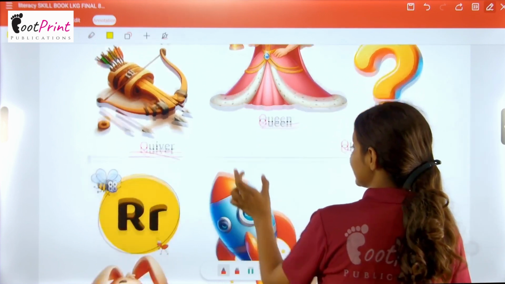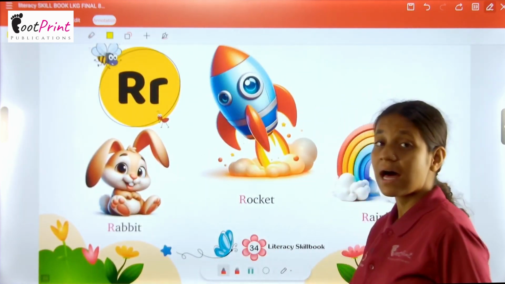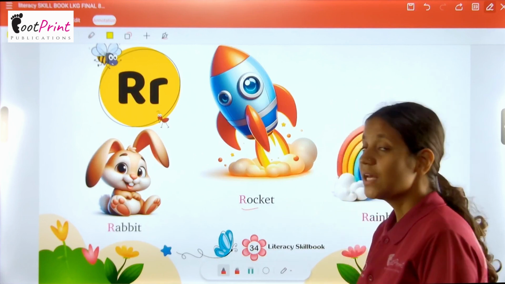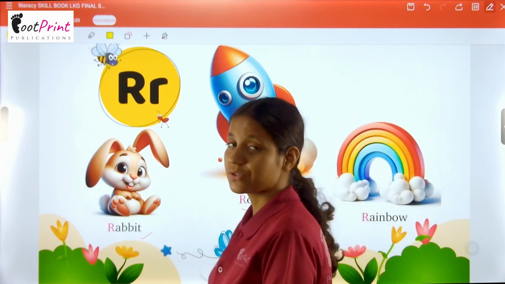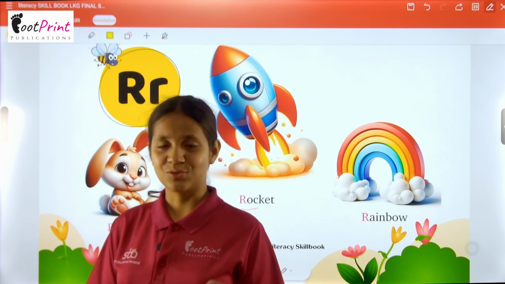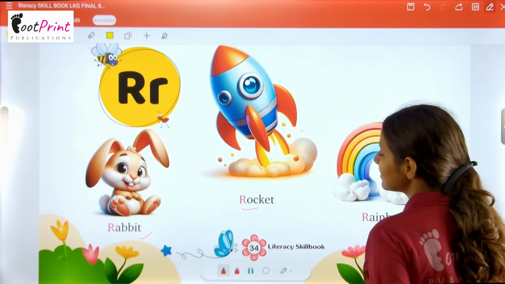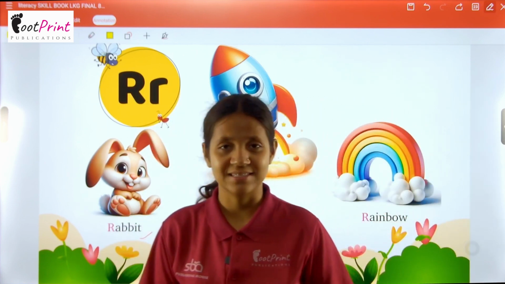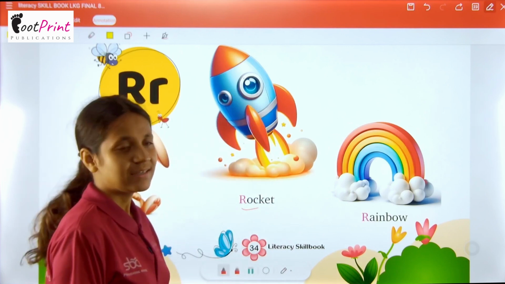Now we have the next letter that is R. R says rocket. R says rabbit. R says rainbow. Repeat after me to learn it. R says rocket, R says rabbit and R says rainbow.